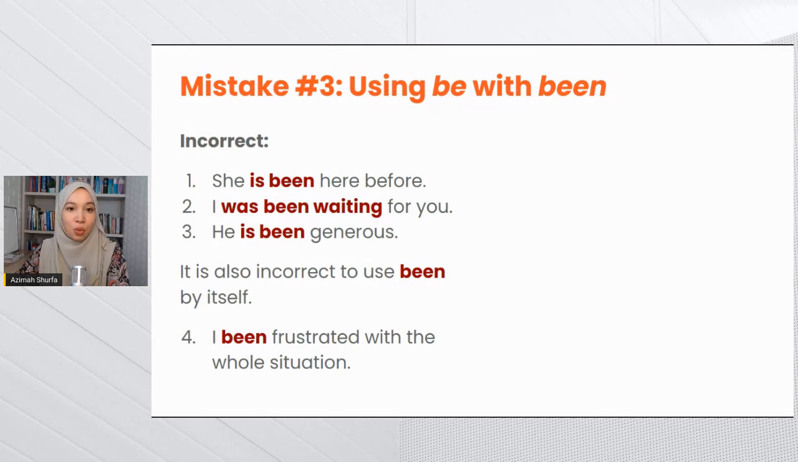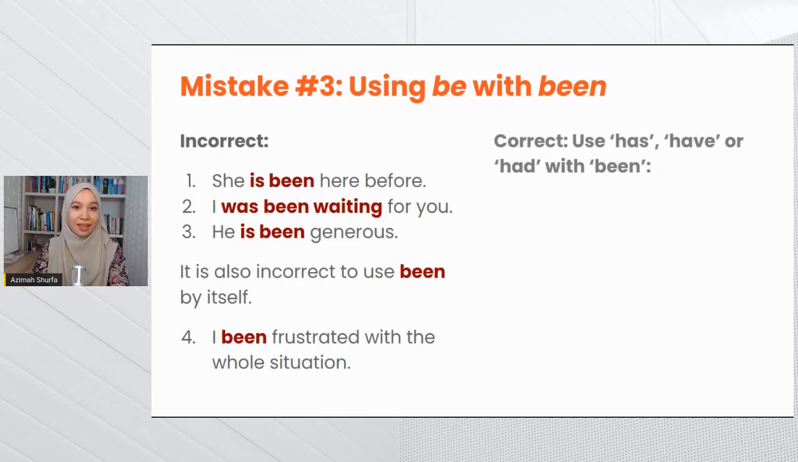Okay. So what do we do? You can't just use been by itself. What should we do instead? Okay. So the answer is use has or have or had with been. That's the answer. So how do we do number 1, 2, 3, and number 4? So with been, do not use a be verb. Instead, use has, have, or had, depending on the tense.